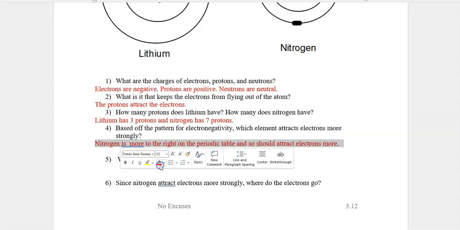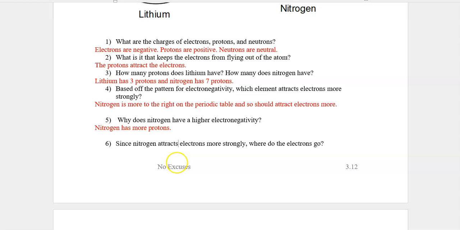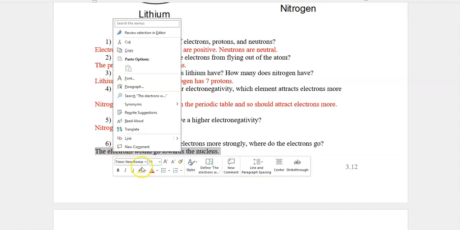Why does nitrogen have a higher electronegativity? Well, that's the million-dollar question, isn't it? It seems like this is getting us to think about protons attracting electrons, so perhaps it's because nitrogen has more protons. And then since nitrogen attracts electrons more strongly, where do the electrons go? Well, if they're being attracted, then I would think the electrons would go towards the nucleus. Maybe that's why nitrogen is smaller.